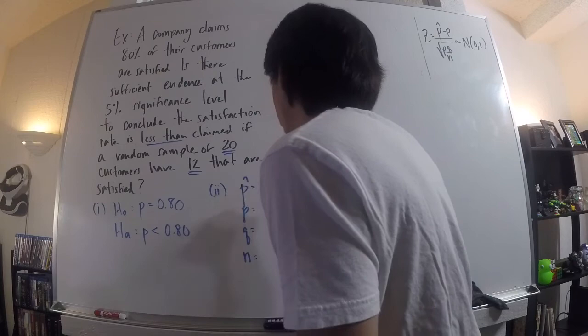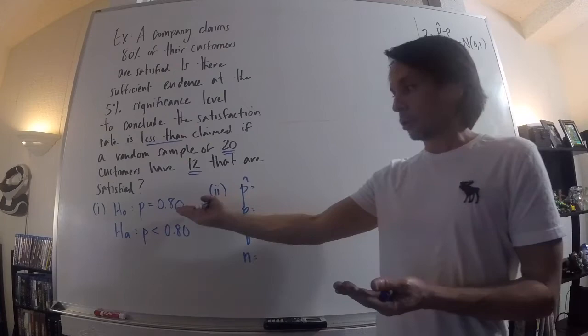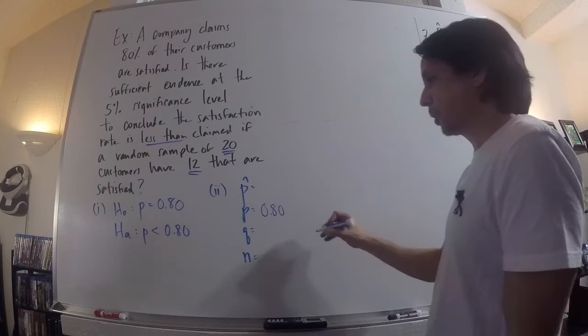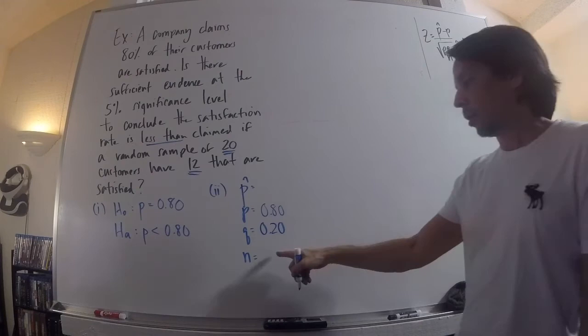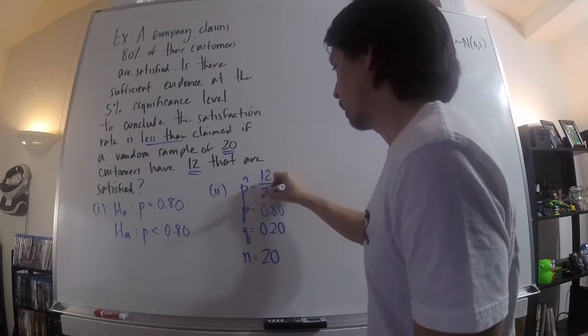Okay, so once again, P hat is based on our sample, and it's a different sample with a different number of satisfied customers. P is your population proportion, the percentage of all customers that are satisfied. We're going to assume it's what they claim. They claim that 80% of all their customers are satisfied. We will do our computations with that and figure out some probabilities related to their claim. Then we still have a sample of 20. Different sample of 20, but your sample size is still 20. But 12 are satisfied. 12 divided by 20 is 60%.